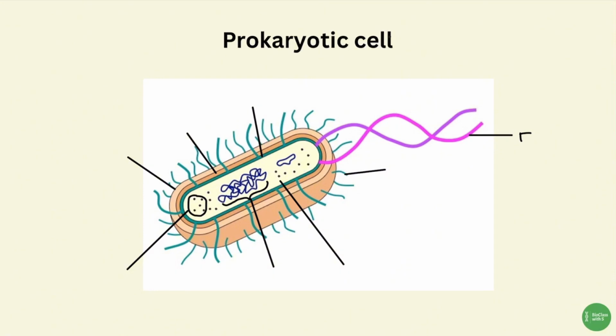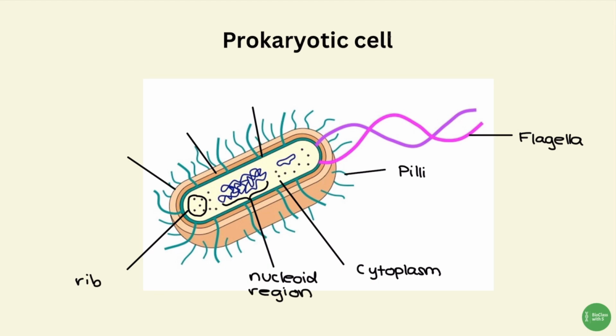So first up, we have the flagella. This is used for the movement of the cell. Next up, we have the pili, which is used for transferring genetic material between bacterial cells. Here is the cytoplasm, so this is the site of chemical reactions. This part is called the nucleoid region. This contains loose DNA. Right over here are the ribosomes, which are used for protein synthesis.